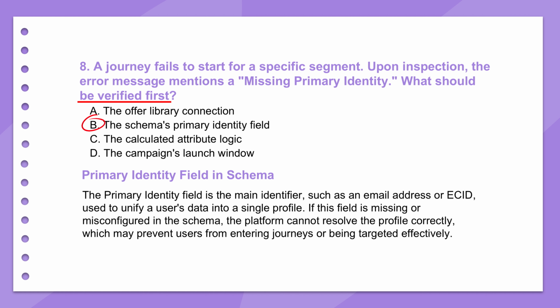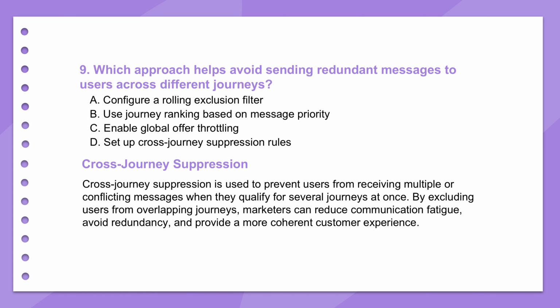Now let's think about optimizing the messages we send so we don't overwhelm customers. Question 9 asks about an approach that helps prevent sending the same or similar messages to users who might be active in multiple different journeys at the same time. Right, nobody likes getting bombarded. The solution here is to set up cross-journey suppression rules.